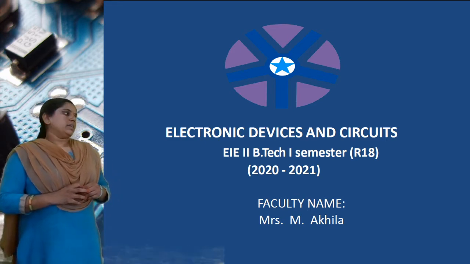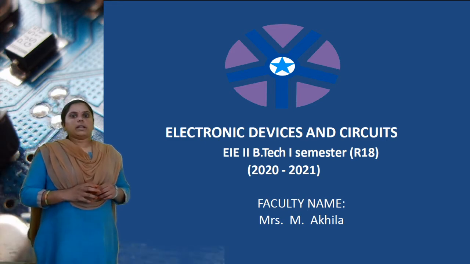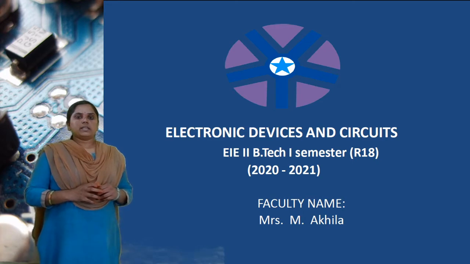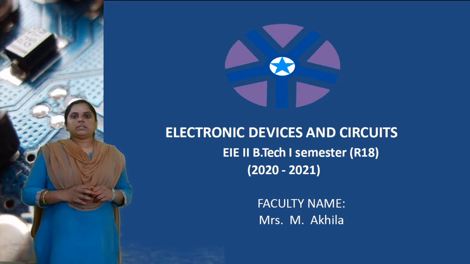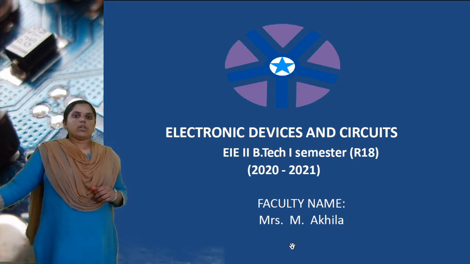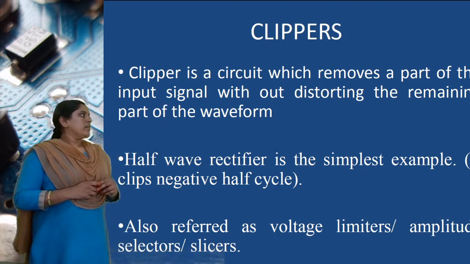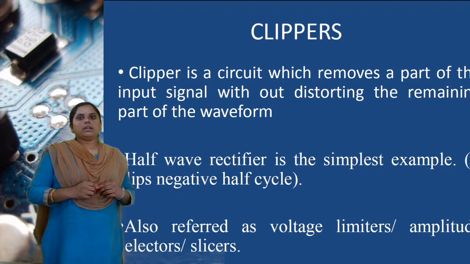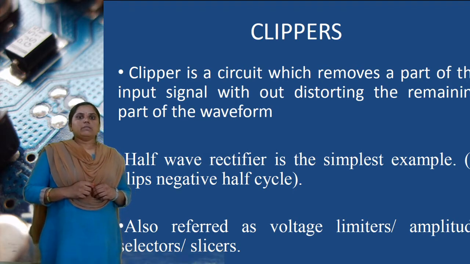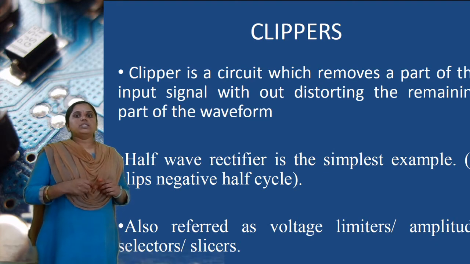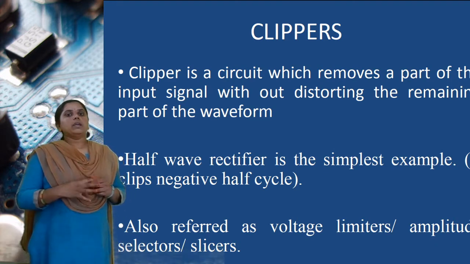In the previous session, we discussed clippers, and in that, we discussed shunt clippers. So first of all, what is meant by a clipper? A clipper is a circuit which removes an unwanted part of the input signal, or a part of the input signal, without destroying the remaining part of the waveform.